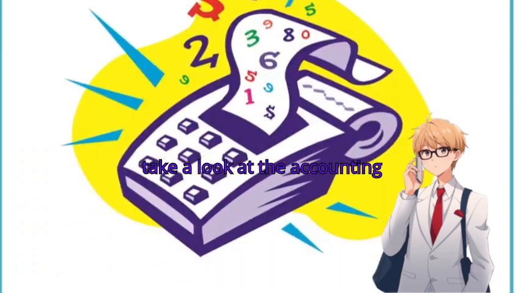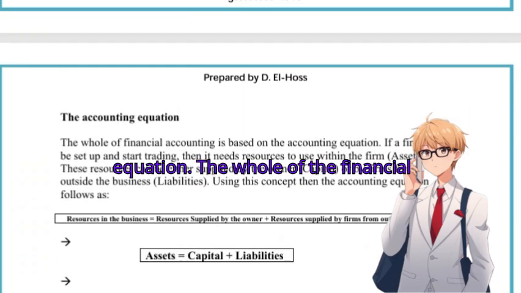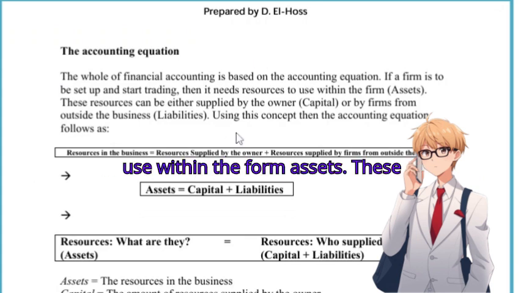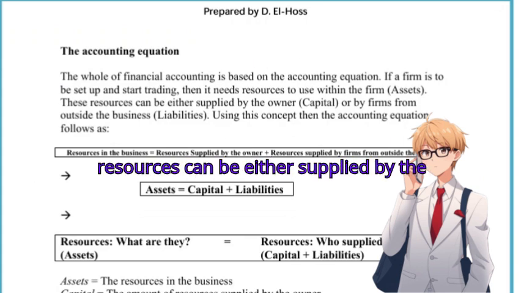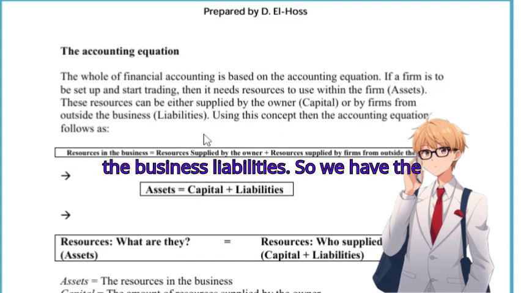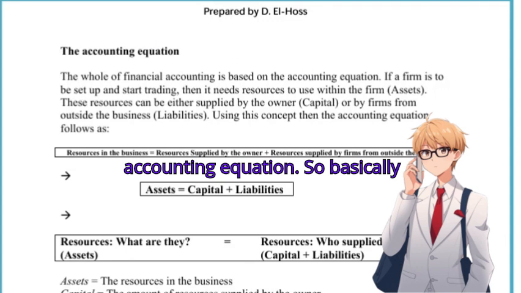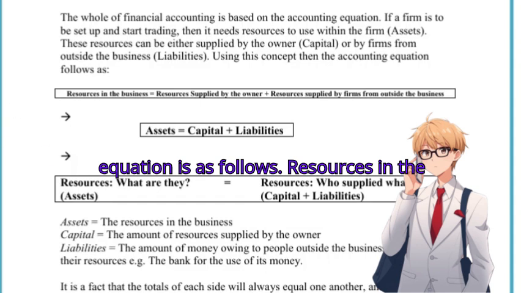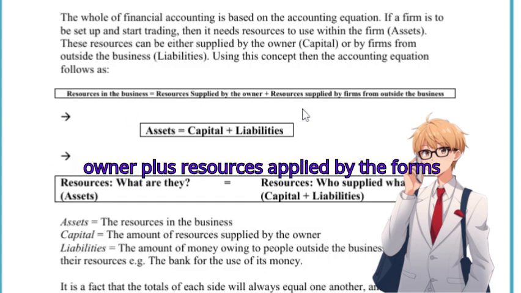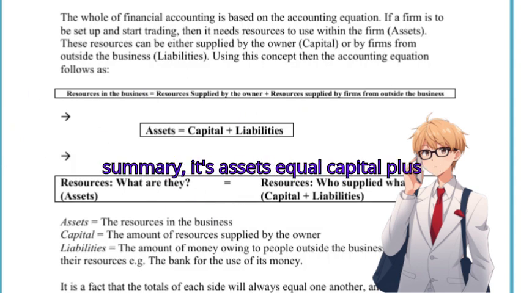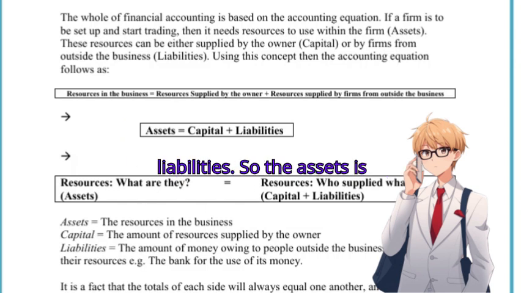Now let's take a look at the accounting equation. The whole of financial accounting is based on the accounting equation. If a firm is to be set up and start trading, it needs resources to use within the firm: assets. These resources can either be supplied by the owner, capital, or by people from outside the business, liabilities. So basically, the accounting equation is as follows. Resources in the business equal resources supplied by the owner plus resources supplied by people from outside the business. In summary, assets equal capital plus liabilities.